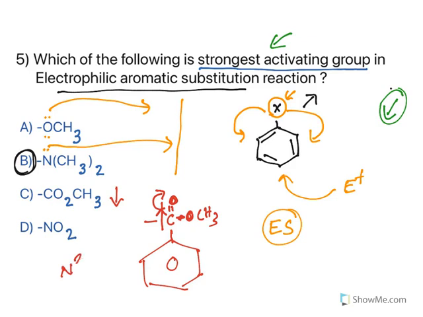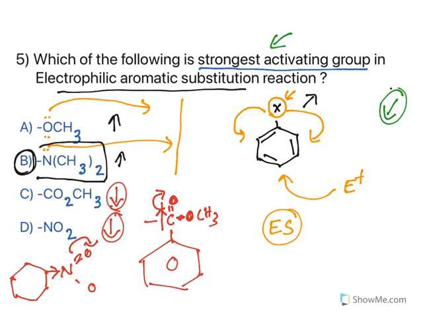Now nitro, NO2, the same thing. Nitrogen is attached with oxygen. When you compare nitrogen and oxygen, oxygen is more electronegative. So when the ring is attached with this kind of group, it is essentially acting as electron withdrawing. So both these groups will reduce electron availability. Both of the others will increase electron availability. Out of them, this one is the strongest activating group. So the answer is this one.